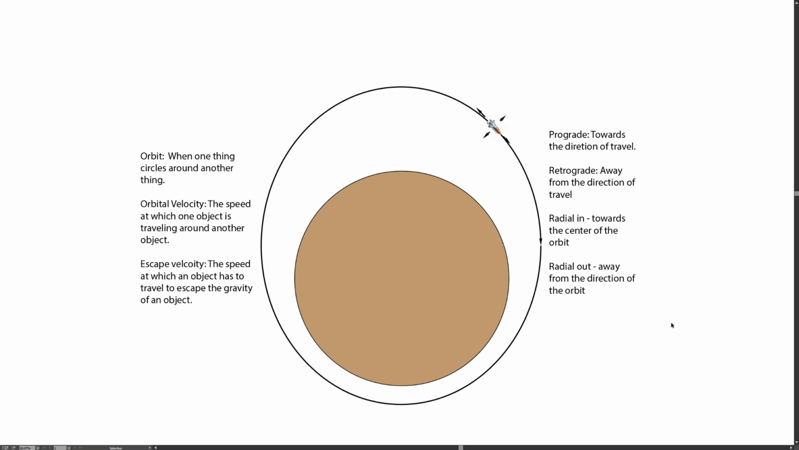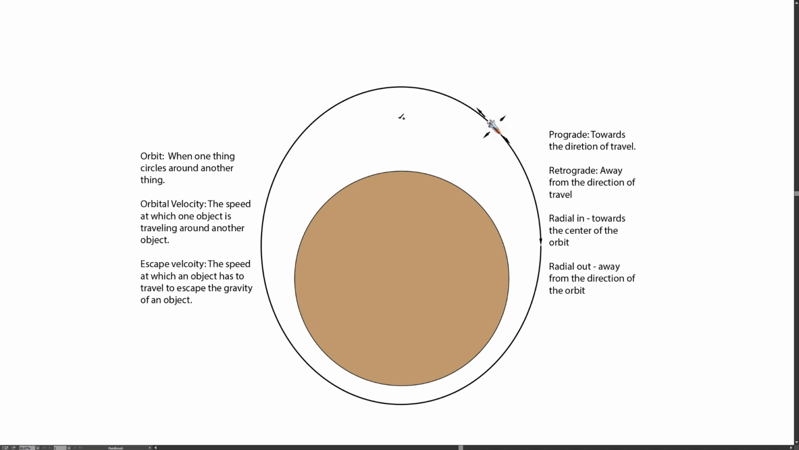In reality, however, orbits are very rarely perfectly circular. They are mostly ellipses. Now, a few more definitions to throw your way. The highest point of an orbit is called the apoapsis. The lowest point of the orbit is called the periapsis.